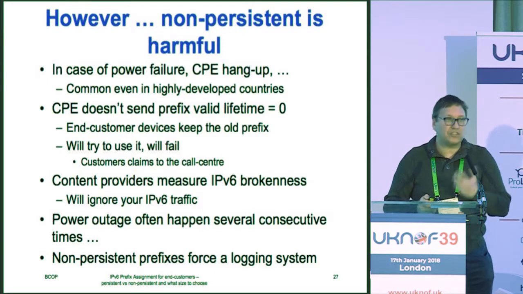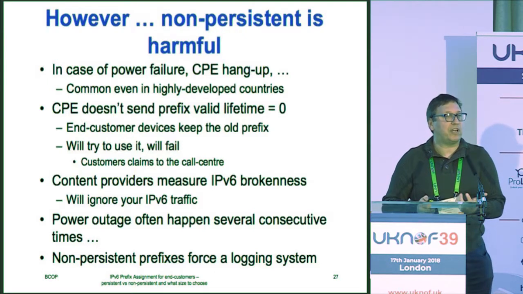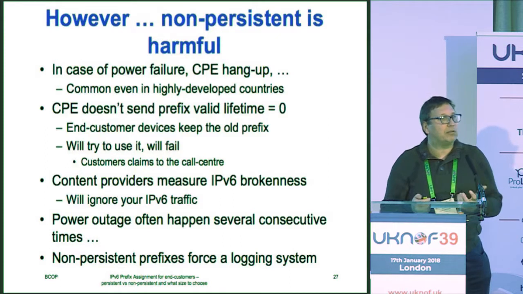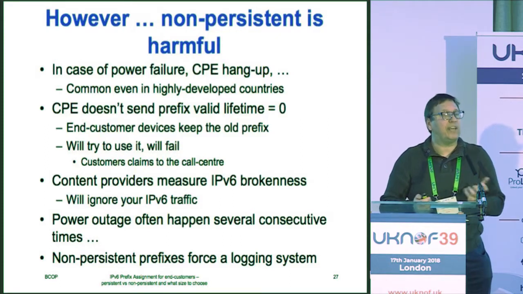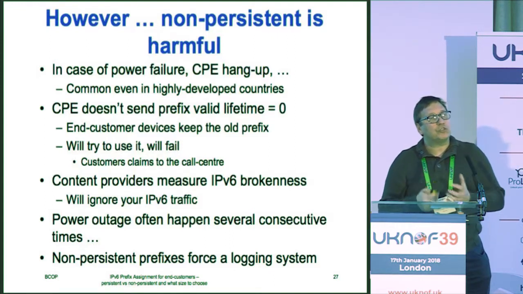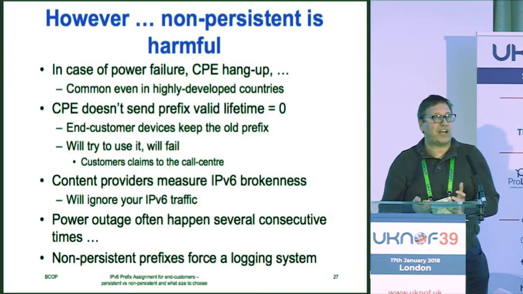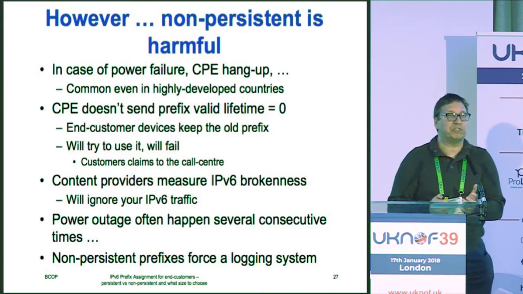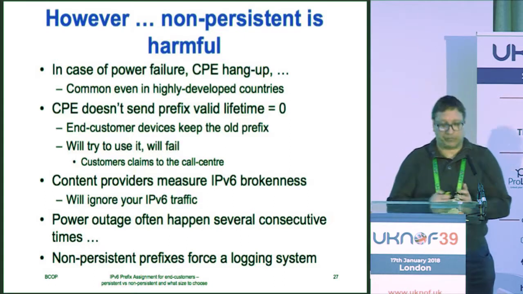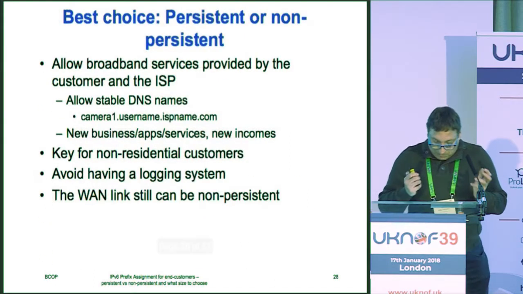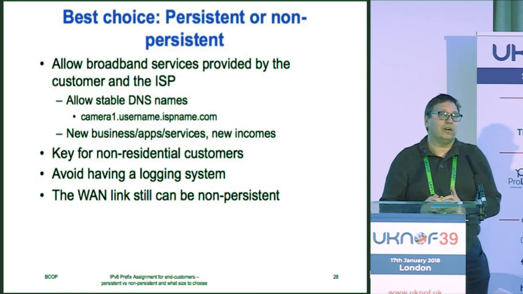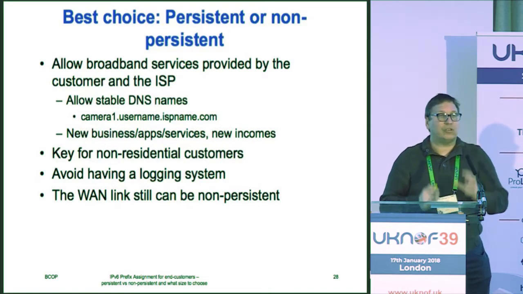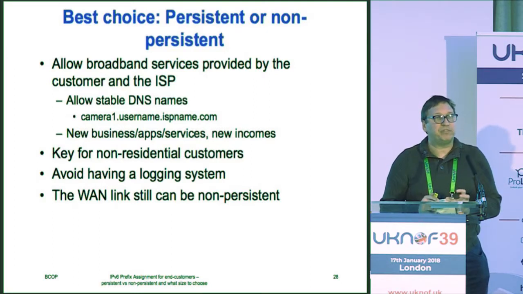Okay, so this is something people don't realize when deploying IPv6 until they start getting complaints from people saying, hey, my network is not working after a power outage. And maybe now it is not very frequent because most of the time we have dual stack, but when it's not dual stack, when it's IPv6 only, it will happen more and more often. So this is basically the recommendation. Best choice in our vision is to use persistent prefixes.